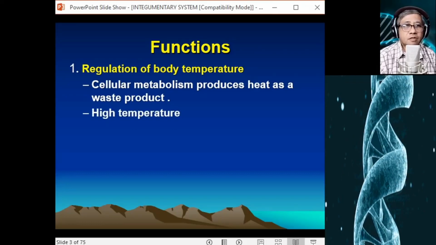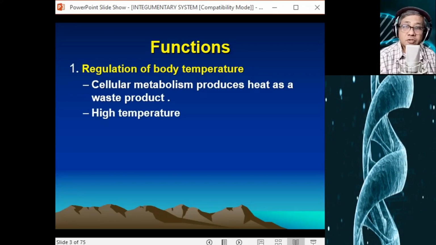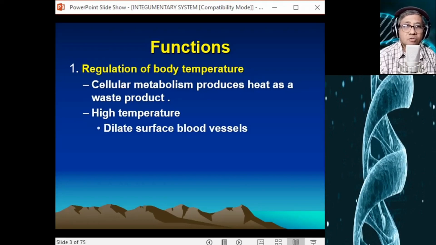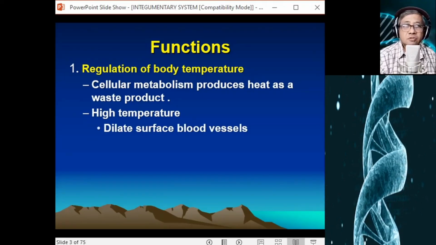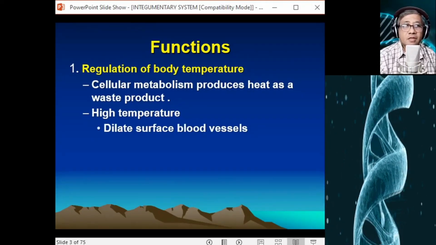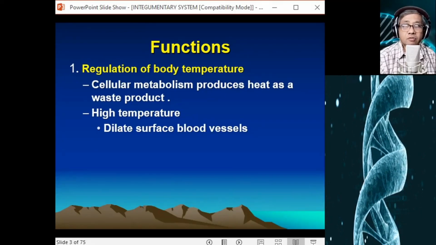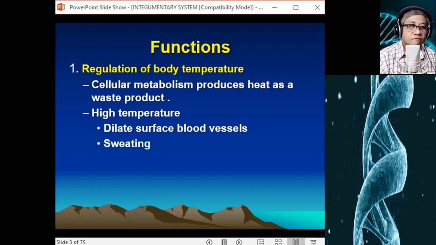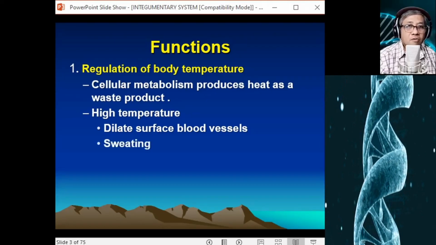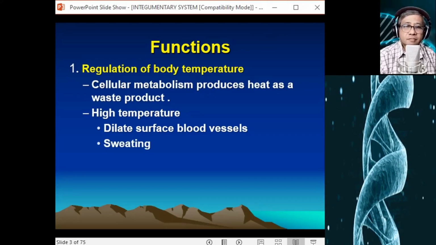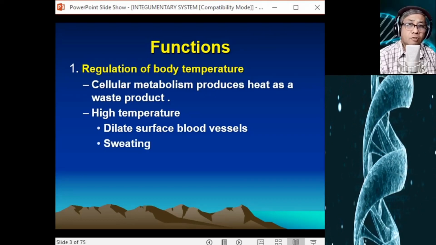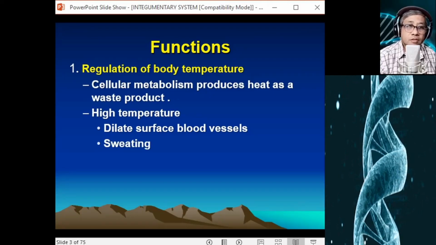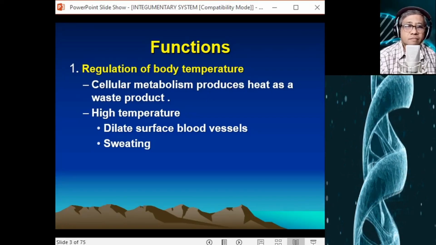Now, for example, if the temperature of the external environment is high, then our blood vessels begin to dilate. So there is dilation of blood vessels. Dilation means that the diameter of the blood vessel increases. And this dilation of the blood vessels will allow excess heat to be released. Also, if the temperature is high, then the body will also resort to sweating or perspiration.